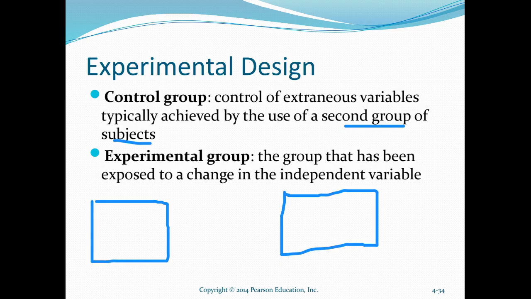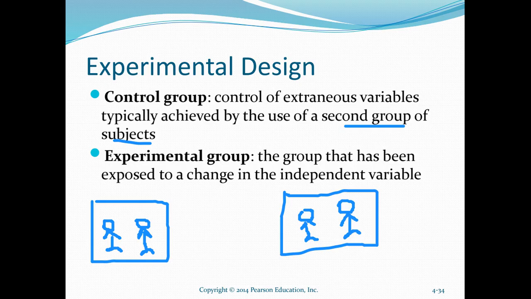So let's say you can make two groups. Two groups of respondents. They have the same kind of characteristics. Like you have two sections. So in one section we conduct the experiment, and another section we take them as a control. The experimental group is the group that has been exposed to the changes in the independent variable.